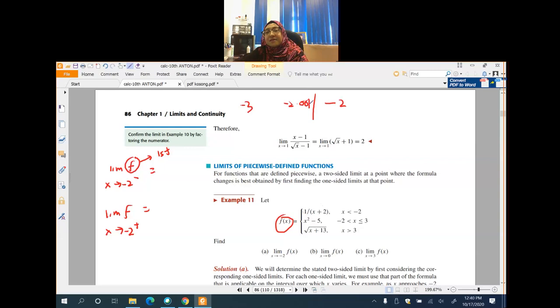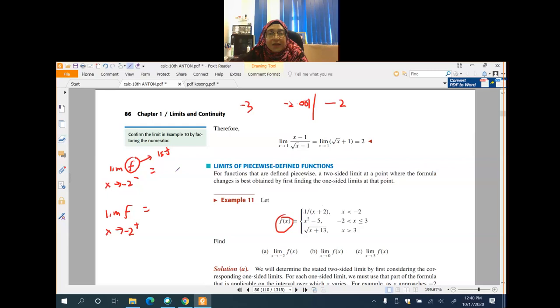2.001. What will be the values of f as x tends to negative 2.001? And that will be your limit.